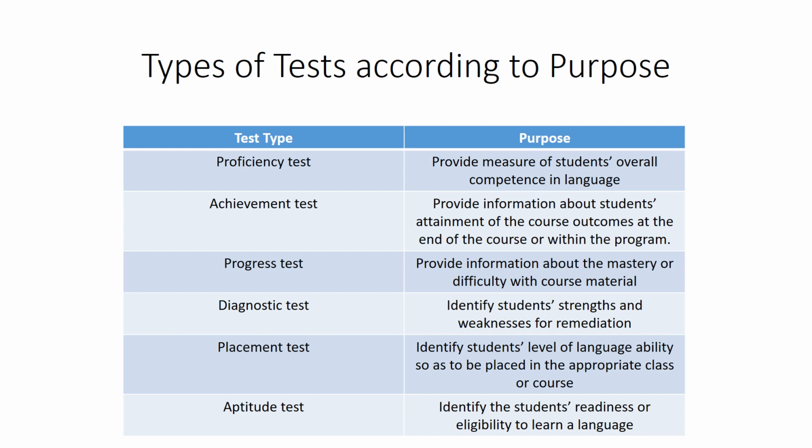If we go to the third type of test, which is the progress test, it provides information about the mastery or difficulty with course material. So it is somehow similar to the achievement test, to the formative type of the achievement test. Okay, why formative? Because here it is said that progress. Whenever you finish a unit or a topic in your course, okay, you can make a test for your students in order to check the progress that they have made, the development that has happened in their abilities, the knowledge that they have acquired from learning or teaching this unit for them.